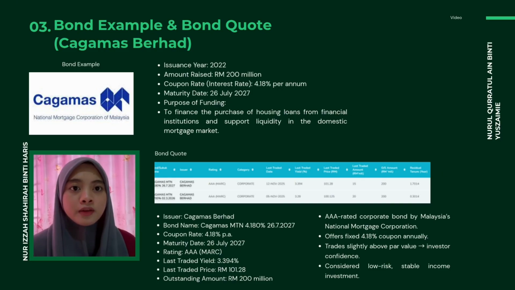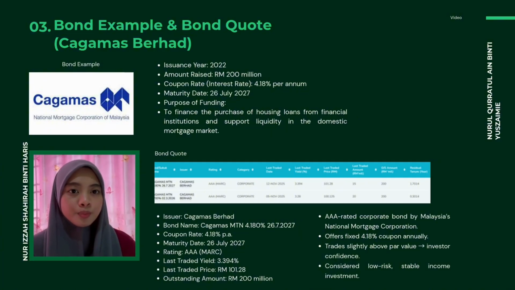This shows that investors have high confidence in Cagamas Berhad as the price is trading above RM100. Overall, this bond provides stable and secure income, making it suitable for conservative investors who prefer low-risk fixed-income securities. In summary, the Cagamas MTN 4.180% 2027 bond reflects a strong, well-rated, and stable corporate bond in the Malaysian market.